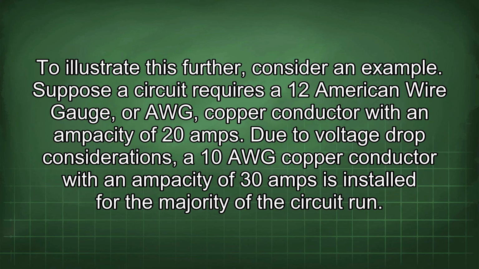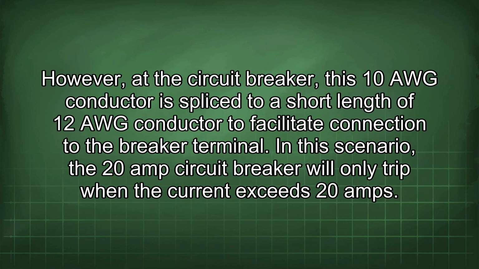To illustrate this further, consider an example. Suppose the circuit requires a 12 American wire gauge, or AWG, copper conductor with an ampacity of 20 amps. Due to voltage drop considerations, a 10 AWG copper conductor with an ampacity of 30 amps is installed for the majority of the circuit run. However, at the circuit breaker, this 10 AWG conductor is spliced to a short length of 12 AWG conductor to facilitate connection to the breaker terminal.